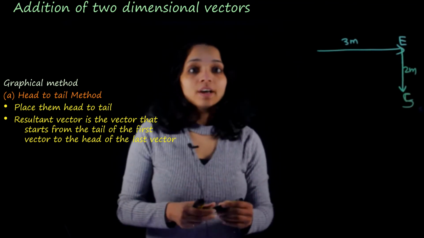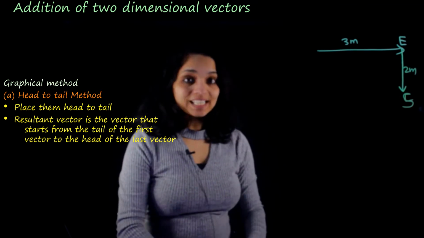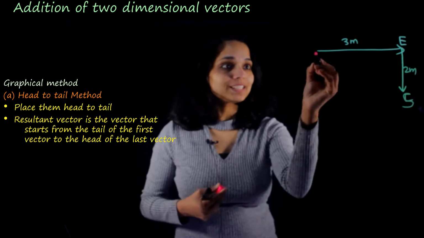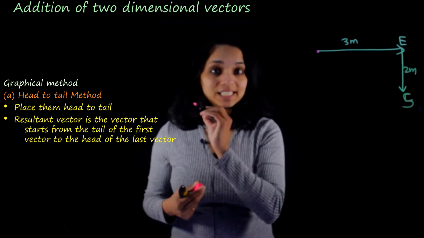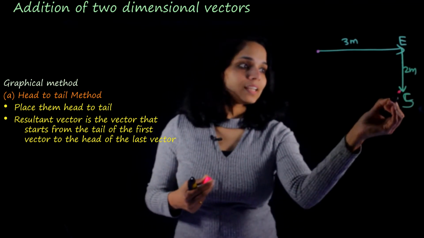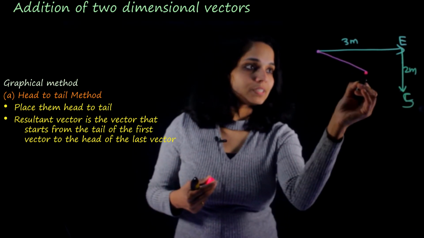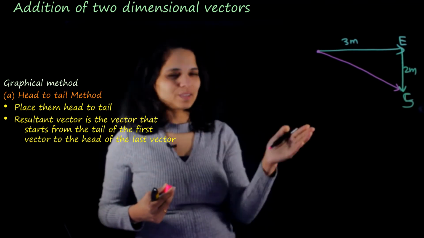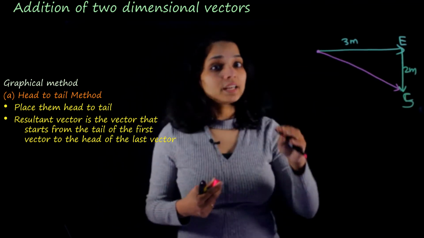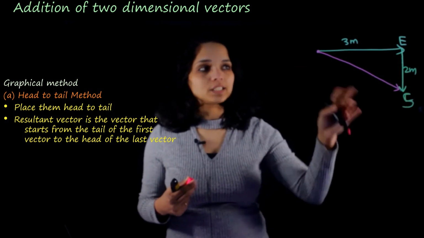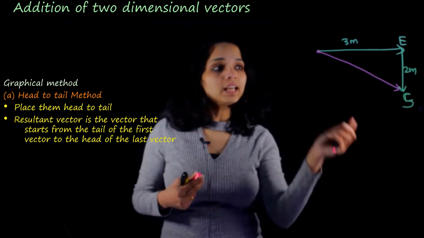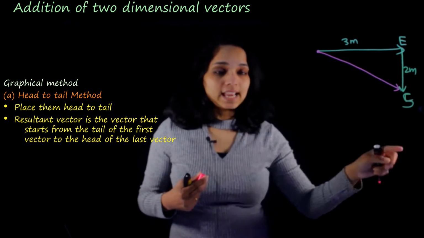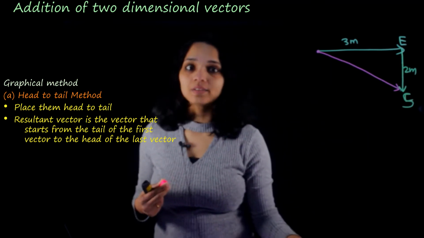Now the resultant, or sum, of these two vectors is the vector starting from the tail of the first one and ending at the tip, the head, of the last vector. Or the second vector, because we have only two vectors; if you have more than two vectors, it's the last vector. So place them all head to tail, and the vector starting from the tail of the first vector and ending at the head of the last vector is the resultant.